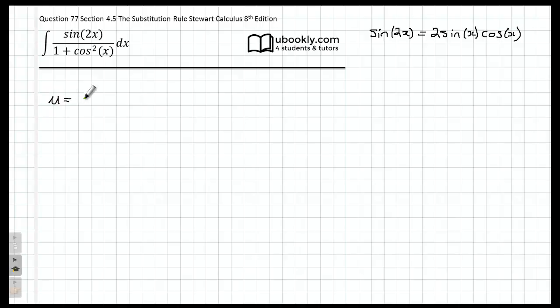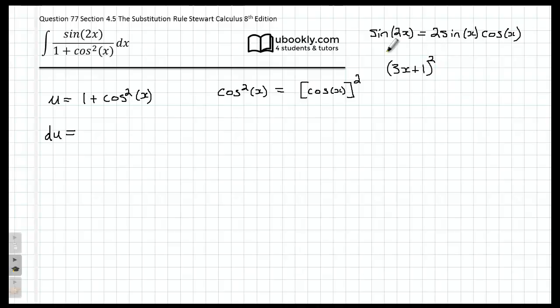So I'm going to let my u here be 1 plus cosine squared of x, and du would be the derivative of that. Well, the 1 goes away. Then I'm going to derive cosine squared of x using the chain rule. So cosine squared of x, we can rewrite it as cosine of x all squared. And using the chain rule, we can derive this. With the chain rule, recall that if you had, say, 3x plus 1 squared, you would take the derivative of the whole thing. So the derivative of this would just be 2 into 3x plus 1. That's the derivative of the whole thing. And you multiply by the derivative of the inside, which is 3.